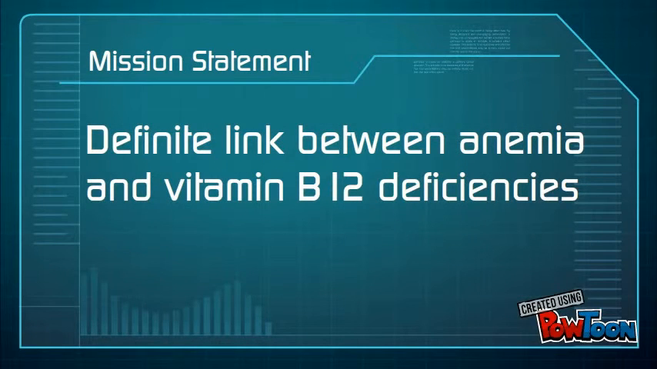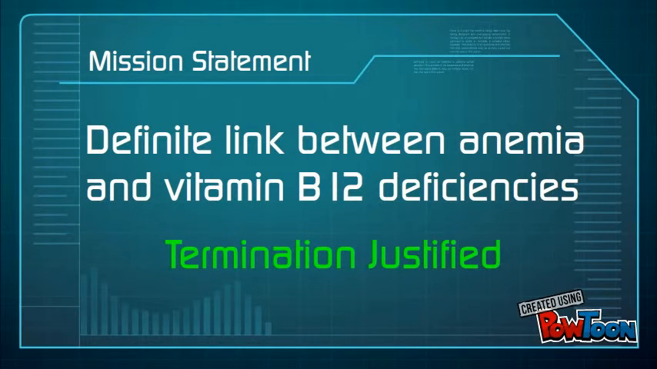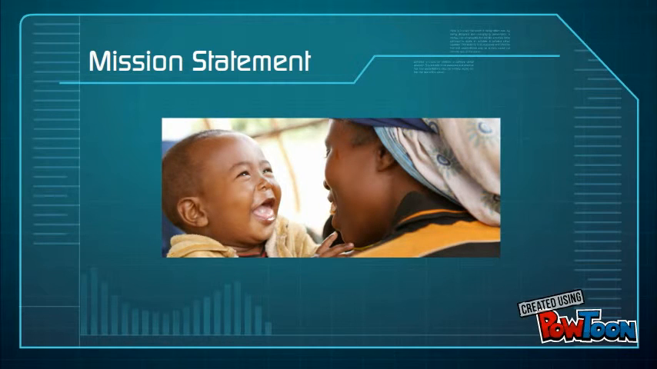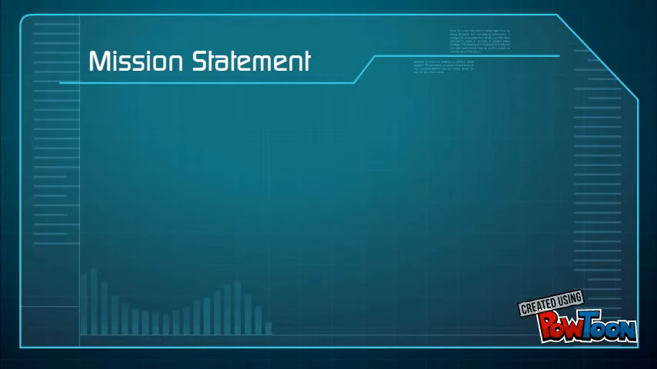So back to the mission. Vitamin B12 deficiencies may not be as well known of a culprit when thinking about anemia, especially with the iron overlord, but it is just as important in terms of the anemia crime ring. This is especially true in populations more at risk for this disease, such as women and children.